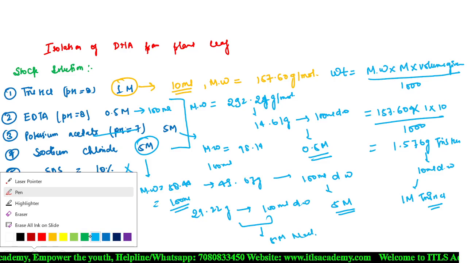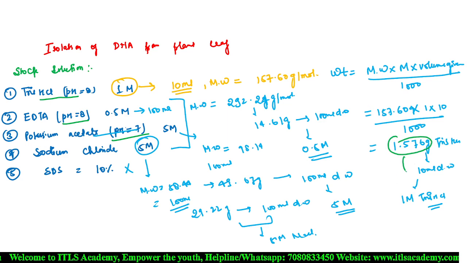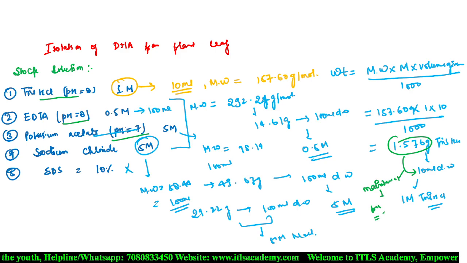Now, one more thing that I have to add here. For the Tris-HCl, the EDTA, and the potassium acetate, you have to maintain the pH. For this, first of all, you have to dissolve this 157.6 gram weight into 10 ml of distilled water, and after that, you have to maintain its pH. That is 7. Clear?